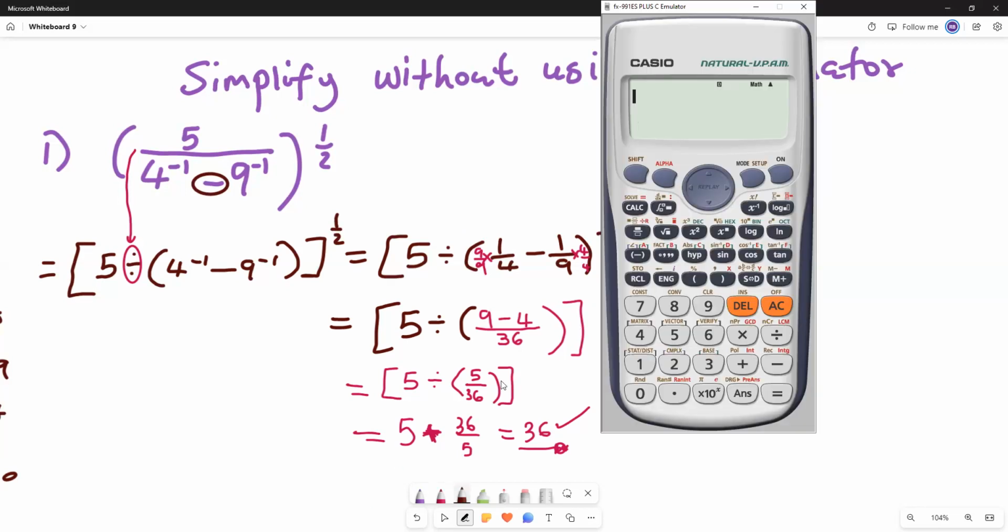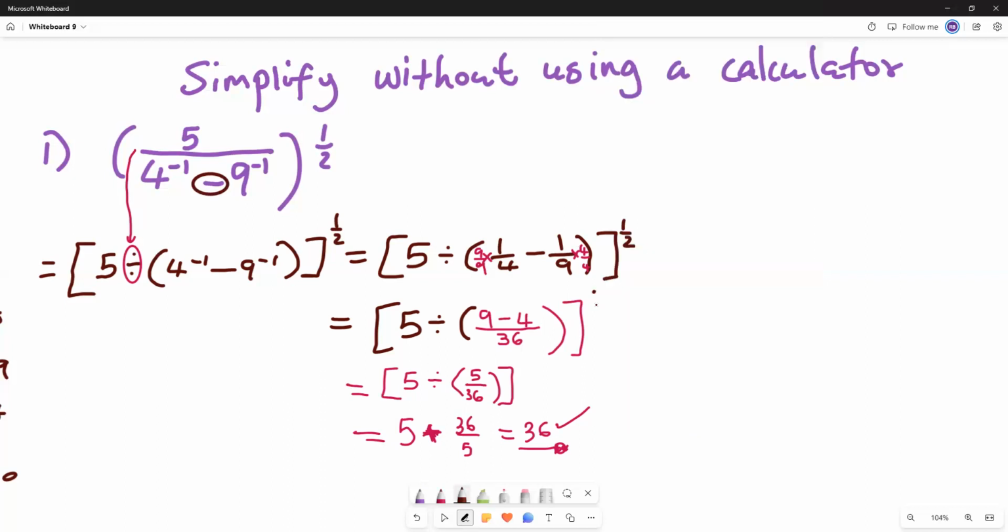But let's just check our solution first. I have 5, 4 to the power negative 1, minus 9 to the power negative 1. And then, oh, sorry. Then we have that to the power 0.5, which is a half, right? So my answer must be 6. I'm getting 36, which means I forgot something or I made mistakes. You see, that's why it's always good to check.